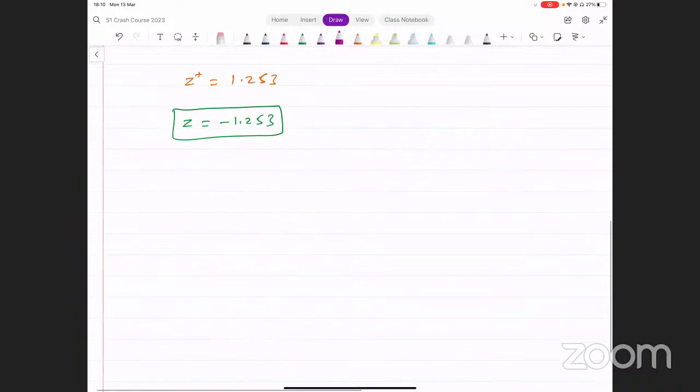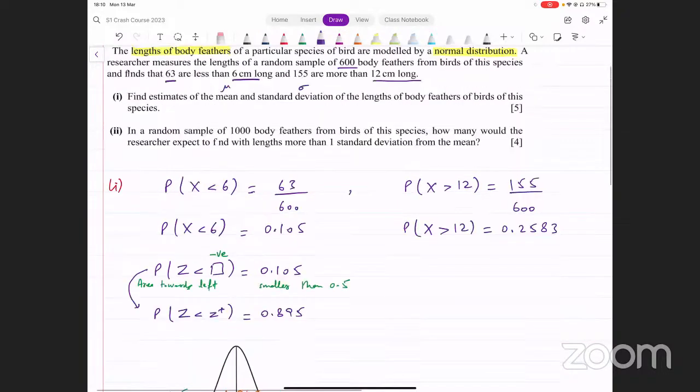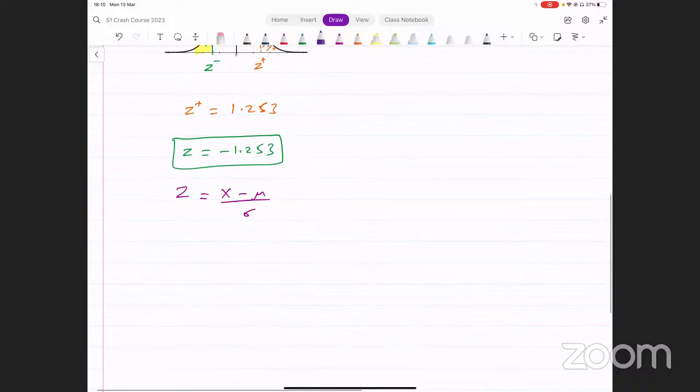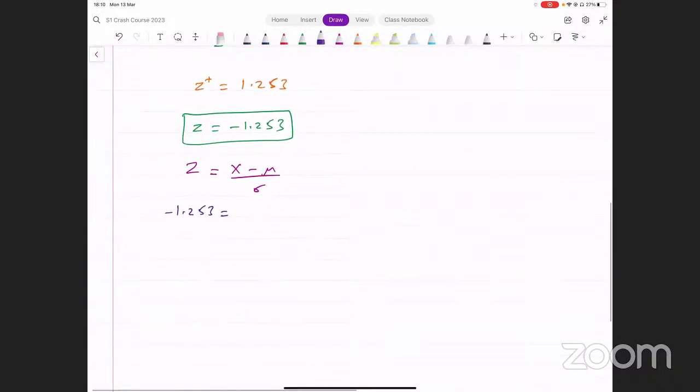All right, let's apply the formula. Z equals x minus mu over sigma. Z is minus 1.253. The corresponding value for x that we have here is 6. 6 minus mu over sigma, and that gives us minus 1.253 sigma equal to 6 minus mu. This is one equation that we have.